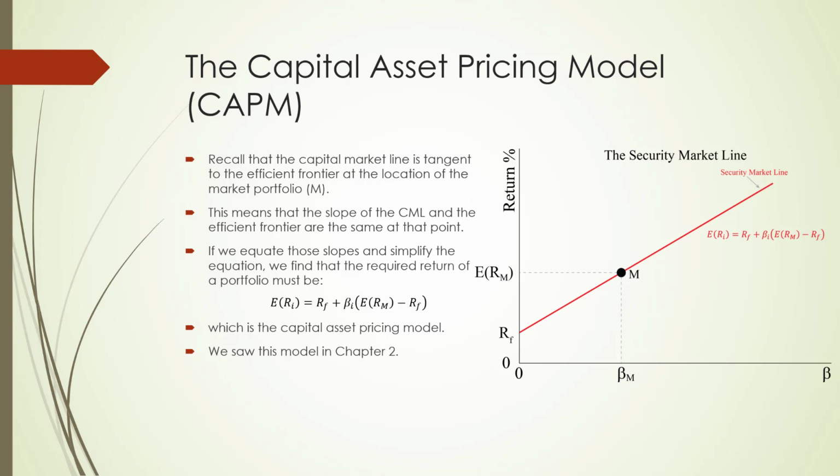Also, note something very important here. The risk measure in the capital asset pricing model or security market line is beta, that is market risk. If you remember, with the capital market line and the efficient frontier, the risk measure was total risk. So if you see a graph that looks like this and you have to identify it, you need to look at what the risk measure is. If the risk measure is beta, you're looking at the security market line. If the risk measure is standard deviation, then you're looking at the capital market line. And that's something that often confuses people.